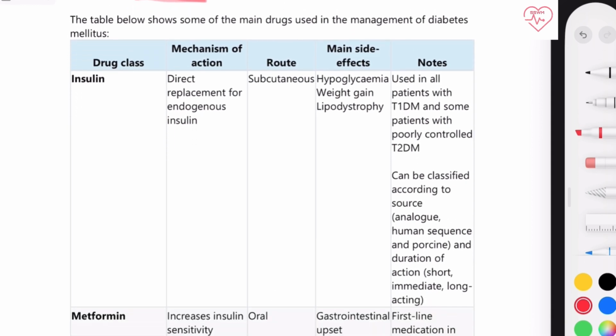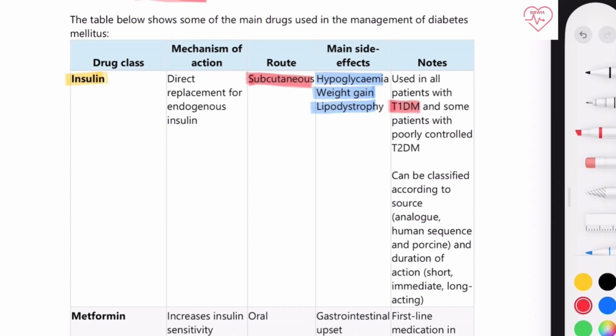You can go through it by yourself, or I'll just read it out for you so you will complete it with me. Right, insulin: direct replacement for endogenous insulin, the route is subcutaneous, and the side effects can lead to hypoglycemia, weight gain and lipodystrophy. It is used in all patients with type 1 diabetes mellitus. Correct?